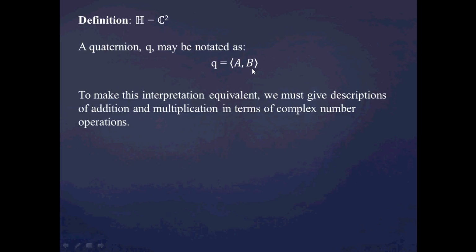Now we're going to proceed in a normal way. After having defined the set that we're talking about, we're going to say what we mean by addition and multiplication between two quaternions. And we're going to give a description of quaternionic addition and quaternionic multiplication in terms of complex number operations. So let's begin with quaternion addition. And this is actually quite simple.